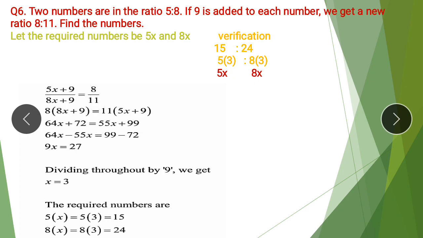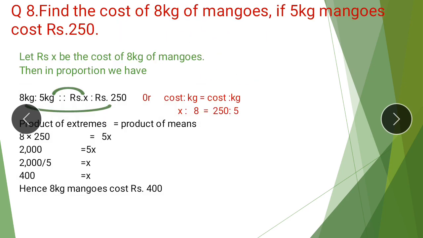Fine. So therefore we have to find it. So here when we put this, we'll get 15 and 24. When you verify this, see 15 and 24, again you will get 5 and 8 in ratio. Find the cost of 8 kg of mangoes if 5 kg mangoes cost rupees 250.